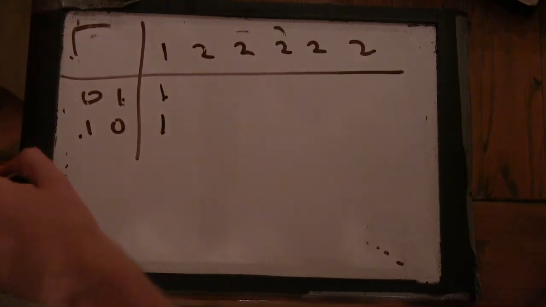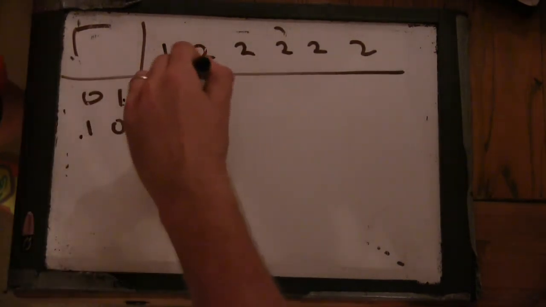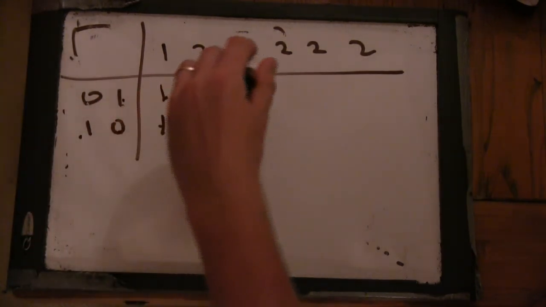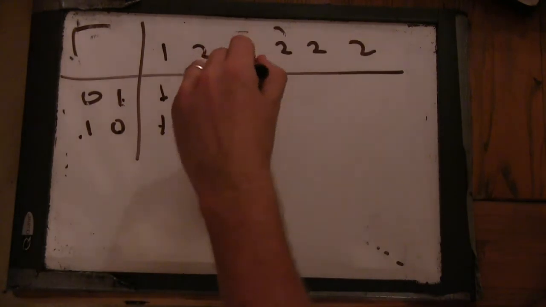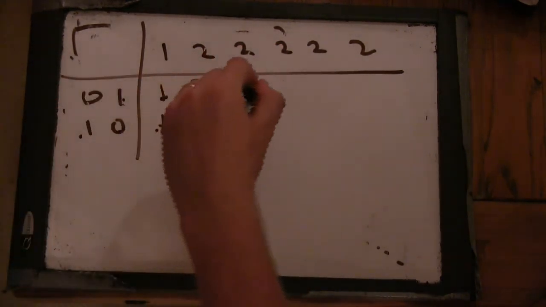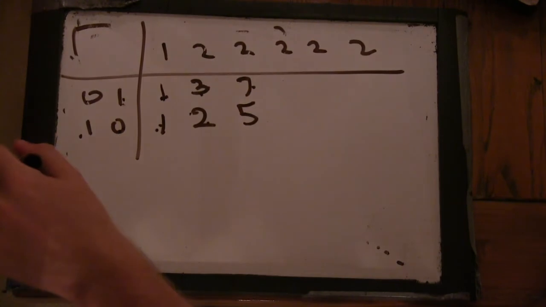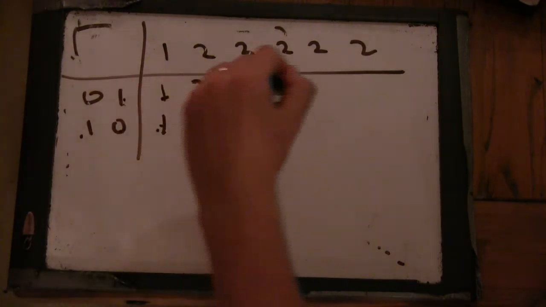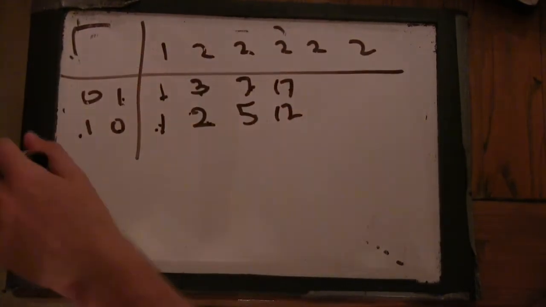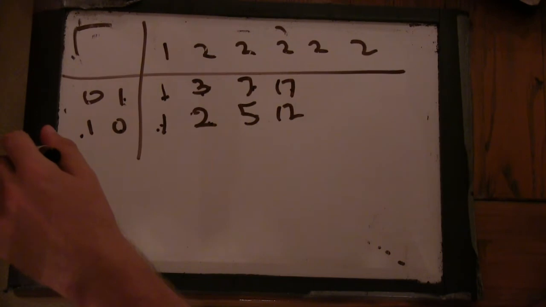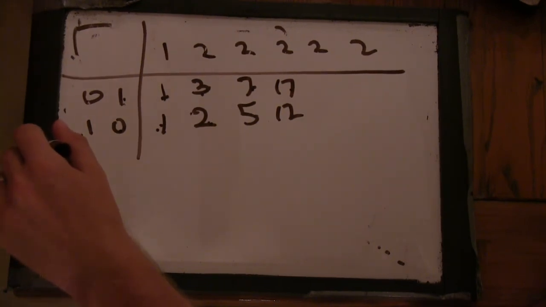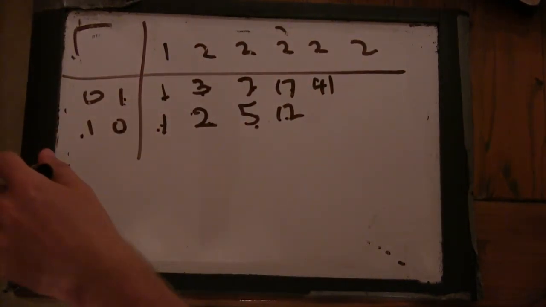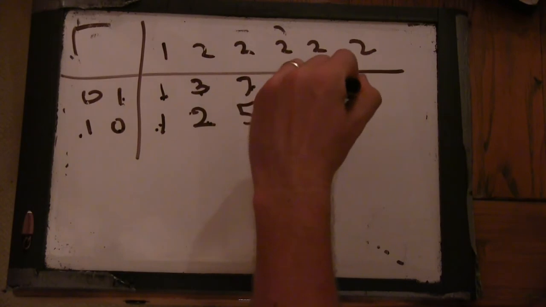2 times 1 plus 1 is 3. 2 times 1 plus 0 is 2. 2 times 3 plus 1 is 7. 2 times 2 plus 1 is 5. 2 times 7 plus 3 is 17. 2 times 5 plus 2 is 12. 2 times 17 plus 7 is 41. 2 times 12 plus 5 is 29. Okay, I'm going to stop here.